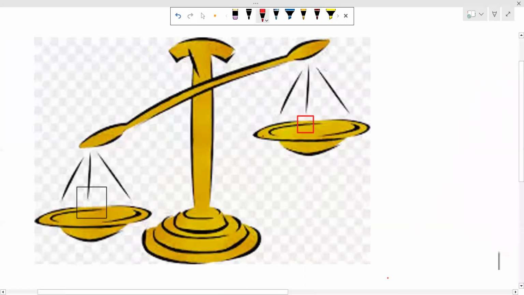So this is a beam balance. This one will come down because it is of more weight, and this one will go up. It is of lesser weight. जो जिसका वेट ज्यादा होगा वो नीचे आएगा और जिसका वेट कम होगा वो ऊपर होगा. इस तरह से हम वेट कैलकुलेट करते हैं.